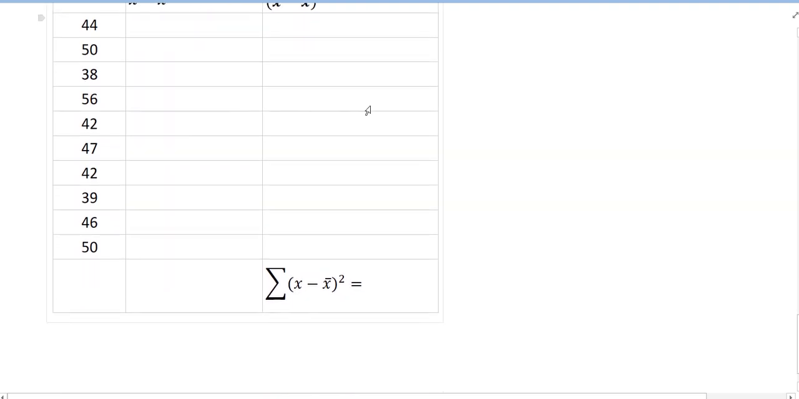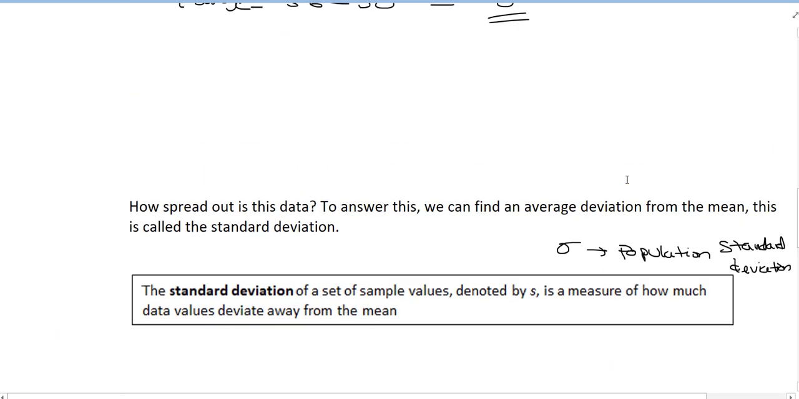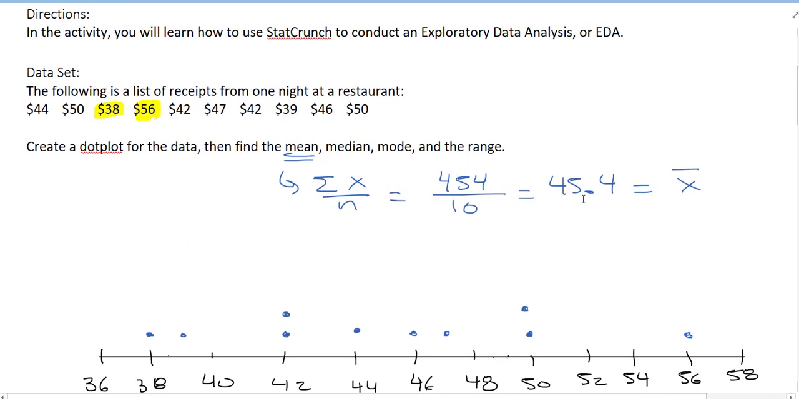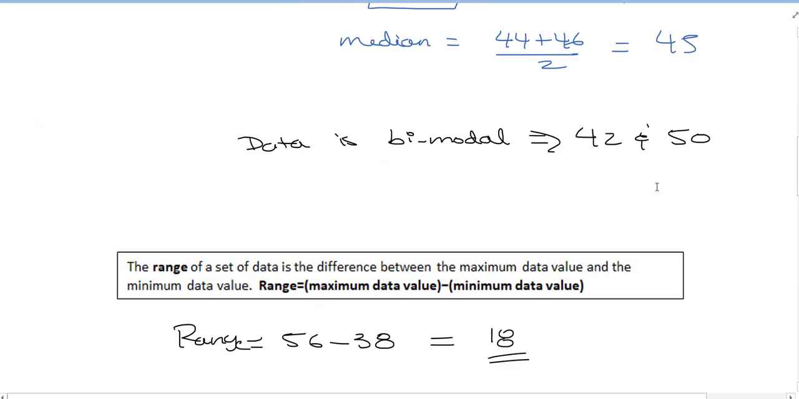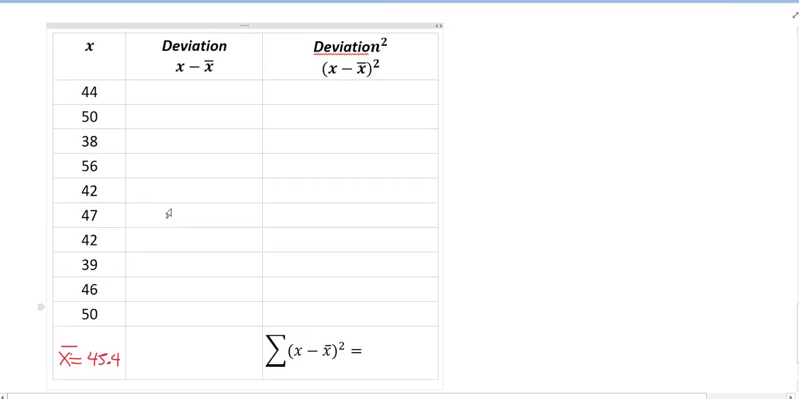So let's remind ourselves, what was our mean? We found our mean above, which we found it to be, where is it? Right here, 45.4. So this is our x bar. So we already found that. So let's put that in here. So x bar is 45.4. So that's the mean of these 10 values. So now let's find the deviation. So x minus x bar.